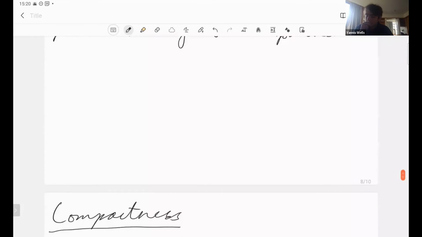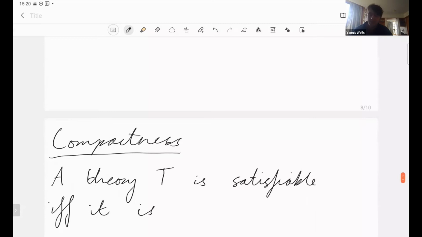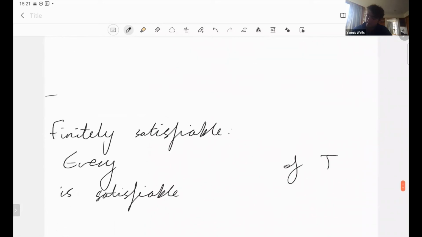And now this is compactness, which might seem like magic. In order to prove this, you need to work a bit, and you need to start talking about what we mean by proofs, and stuff being provable from a theory rather than just truth. But what compactness says is that a theory T is satisfiable if and only if it is finitely satisfiable. Where finitely satisfiable means that every finite subset of T is satisfiable.